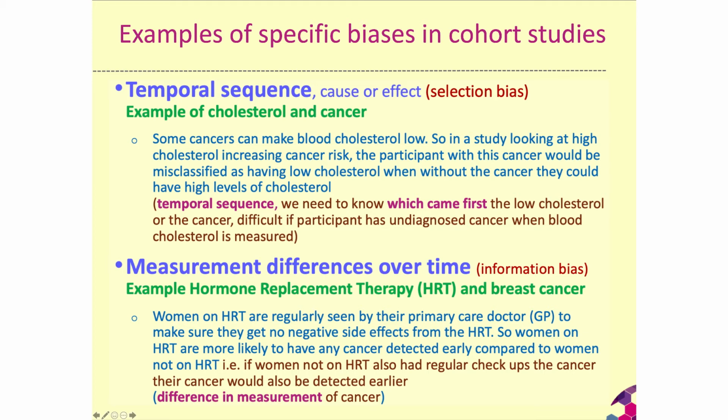Another example is hormone replacement therapy and breast cancer. Women on HRT are regularly followed up by GPs to make sure that they don't have negative side effects from the hormone replacement therapy. Therefore, women on HRT are more likely to have their cancer detected by their GP because they are going to see their GP more regularly than women who are not taking HRT. So this may give the false impression that women on HRT are more likely to be at risk of breast cancer, rather than that they are more likely to get their breast cancer detected by the GP early.